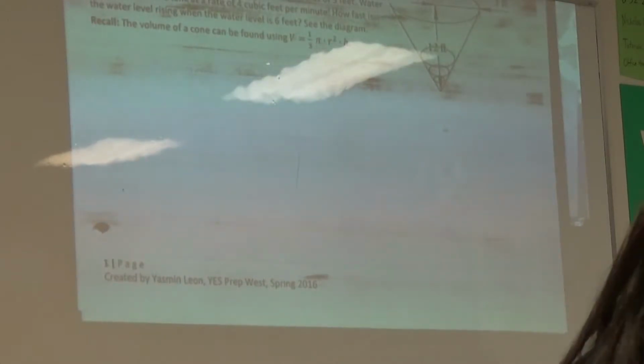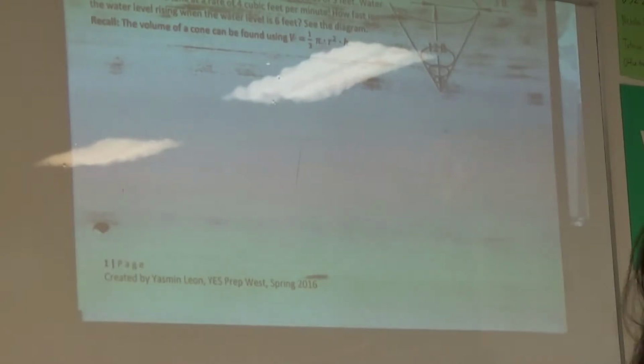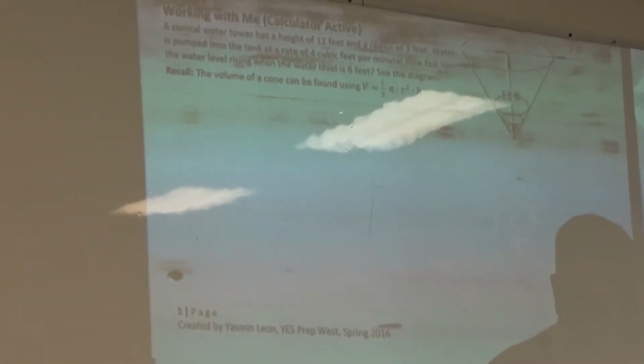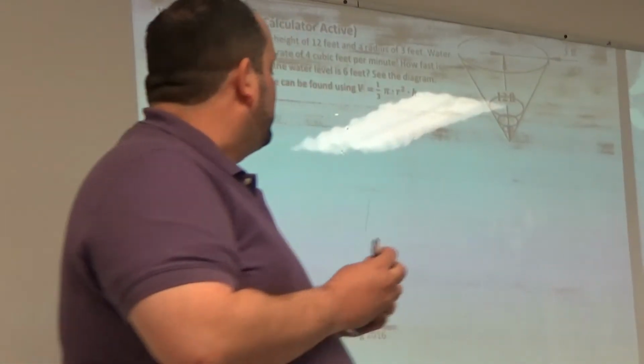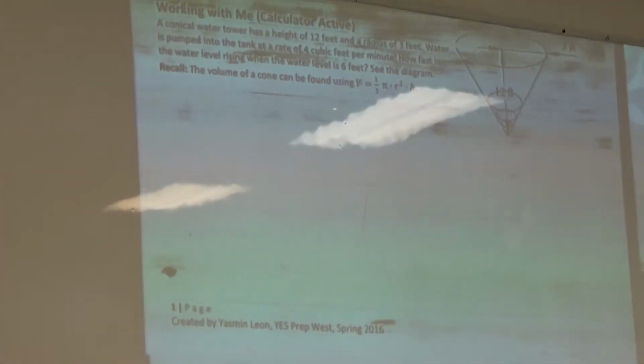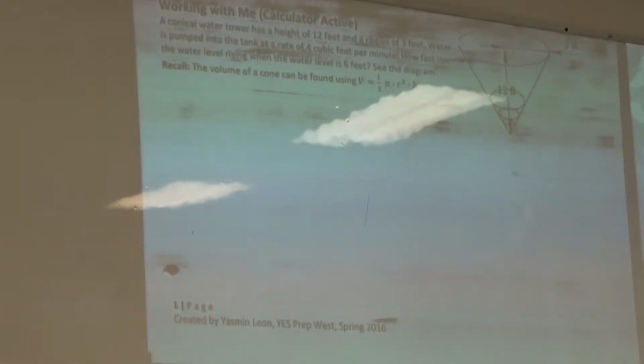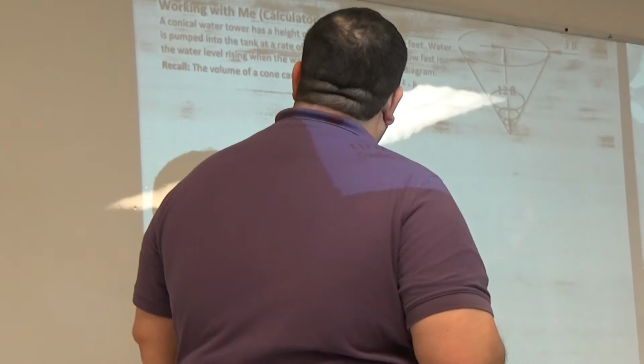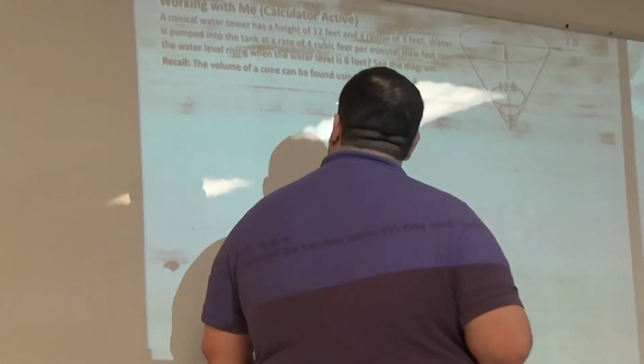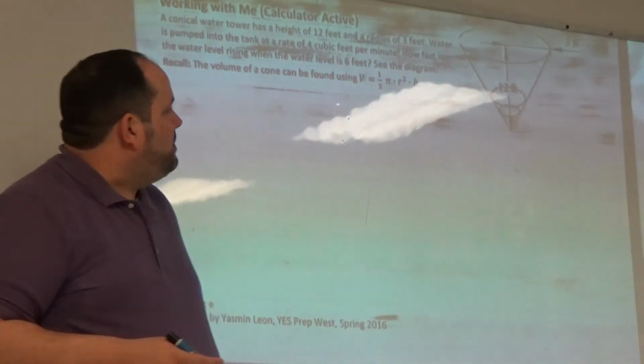At around the same time that we talked about implicit differentiation, we talked about something called related rates. This is when we were looking at how things change over time. We had snowballs melting and fish tanks losing water and ladders sliding down walls. The most important thing though is that we were looking at how things changed over time. All the derivatives were with respect to time. So in this problem, we've got a conical water tower that has a height of 12 feet and a radius of 3 feet. Water is pumped into the tank at a rate of 4 cubic feet per minute.